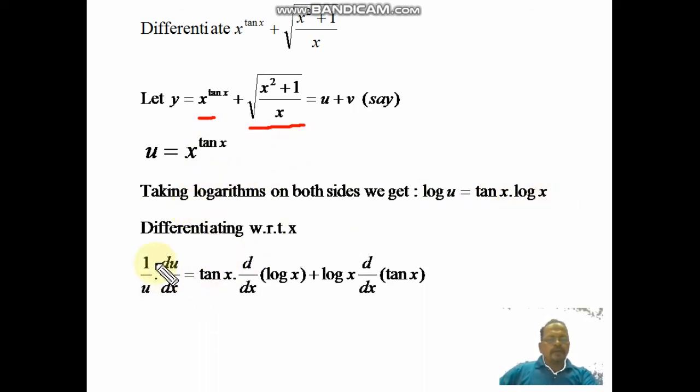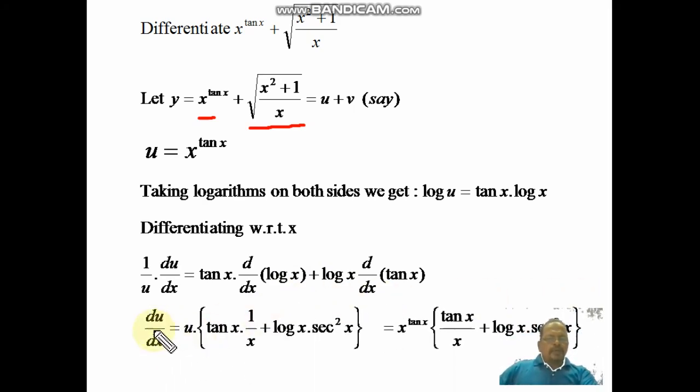Differentiate it and get this 1 by u du by dx is equal to tan x into derivative of log x, and therefore du by dx is equal to u into tan x upon x plus log x into sec square x, where u is equal to x raised to tan x. I have taken this quickly because you know this process very well. Now to take the derivative of square root of x square plus 1 upon x, we don't need logarithms at all.